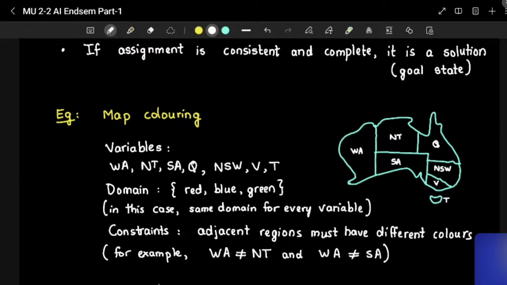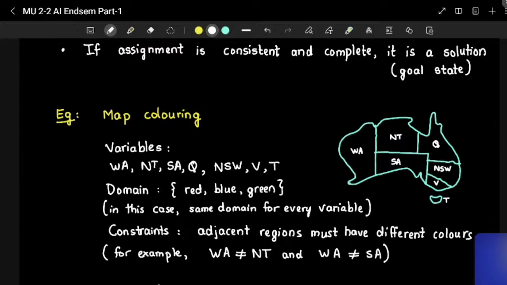It means any of these variables can take any value from the domain. So WA could be red, NT could be blue. You get my point. The third thing is constraints. Now what is the constraint? In English, the constraint is adjacent regions must have different colors. How do you represent it in CSP?